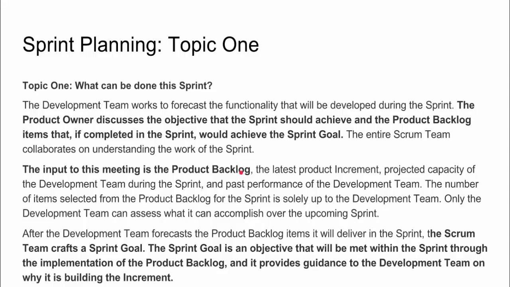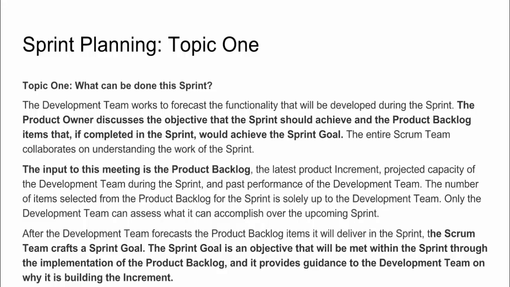So you as the product owner are responsible for having the product backlog ready and refined. The development team understands the software that it's developed so far, and then also understands how much work they believe they can get done during a sprint. Critically, the number of items selected from the backlog is solely up to the development team. As the product owner, you shouldn't try to cajole or convince the development team to do more work.